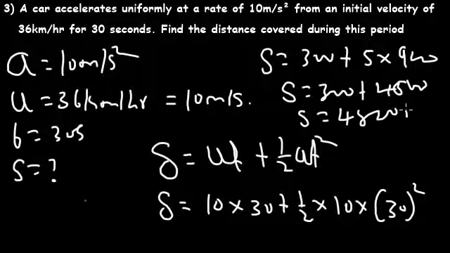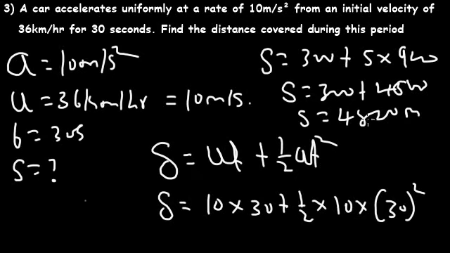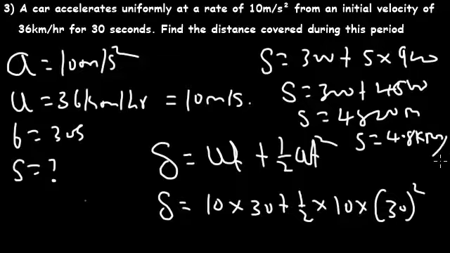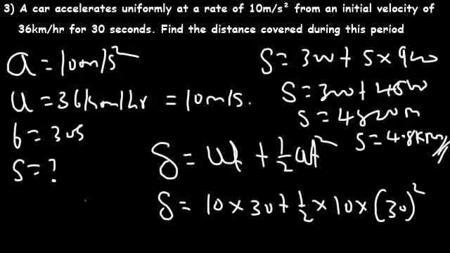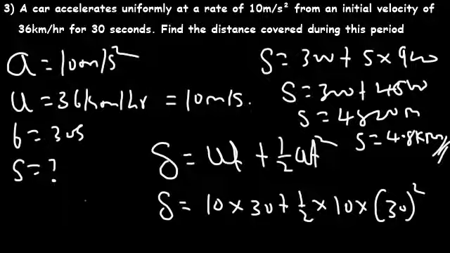4,800 meters. Now you can have it in kilometers since it's very high, divided by 1,000. 4,800 divided by 1,000 gives us 4.8 kilometers. So the distance or displacement is 4.8 kilometers or 4,800 meters. So that's the answer to question number 3, and that's how to find the distance covered during the period. Example number 4.